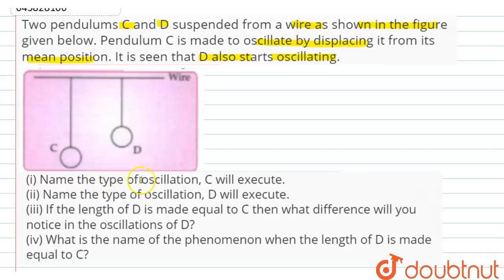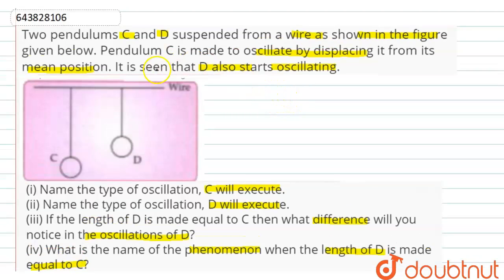Question 1 is name the type of oscillation C executes. Question 2 is name the type of oscillation D will execute. Question number 3 is if the length of D is made equal to C, then what difference will you notice in the oscillation of D? And question number 4 is what is the name of the phenomenon when the length of D is made equal to the length of C?